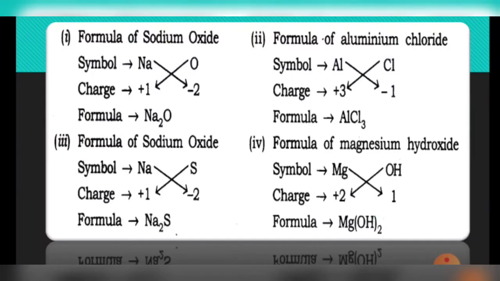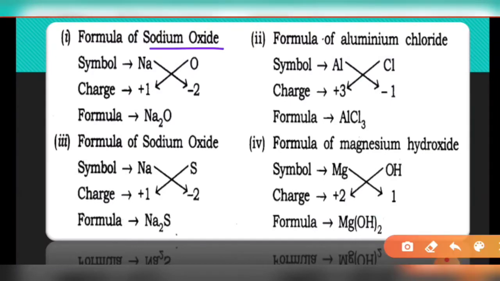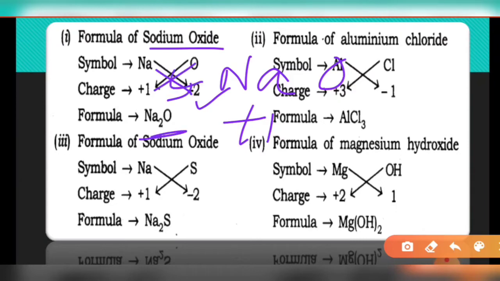Similarly, we have different formulas written over here. Sodium oxide: sodium is Na, oxide is oxygen, valency of sodium is +1, valency of oxygen is -2. We cross them and get the formula Na2O.